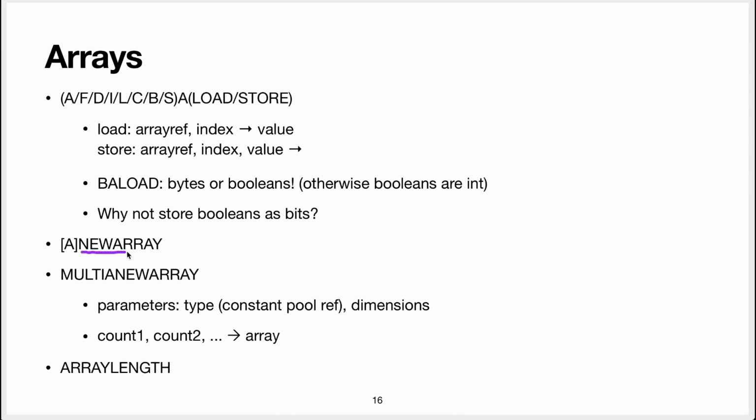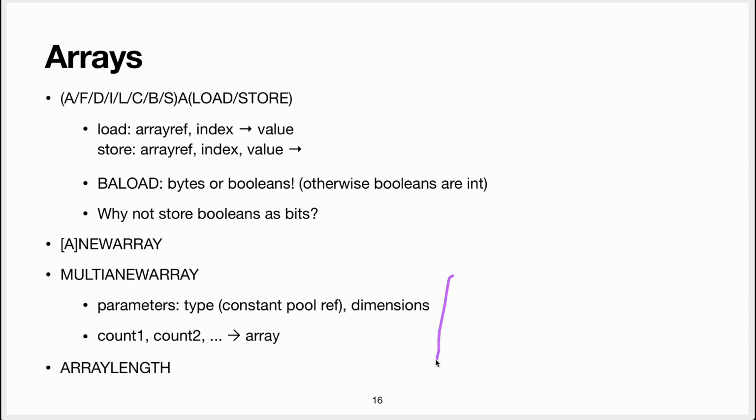So newarray creates an array of primitives, and anewarray creates an array of objects. In both cases, they take a constant pool reference, which is going to hold a type descriptor or a class object for the component type of the array. They also read the size of the array from the stack, and they will push the array on the stack.